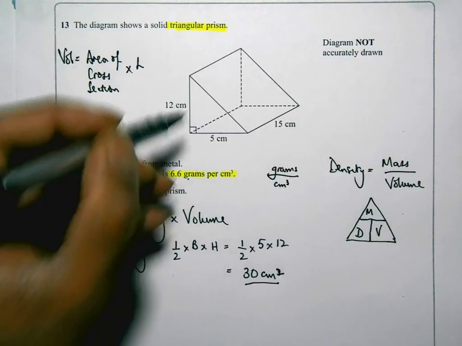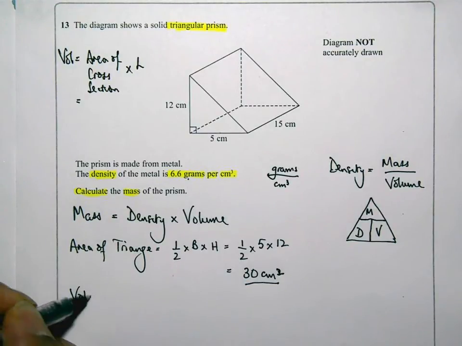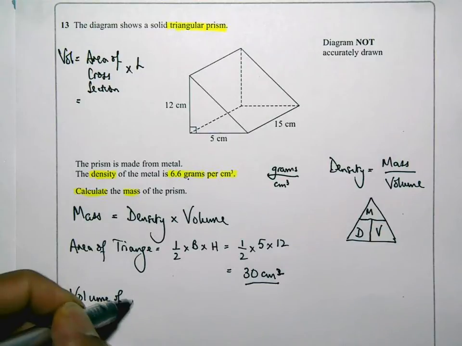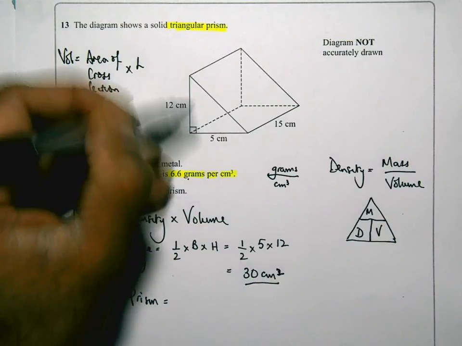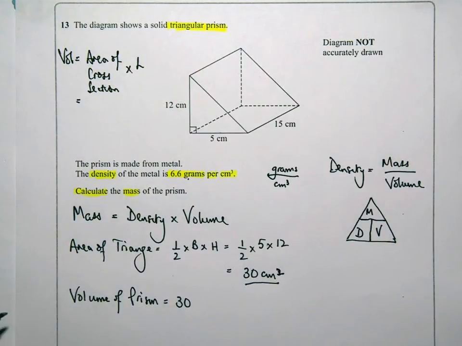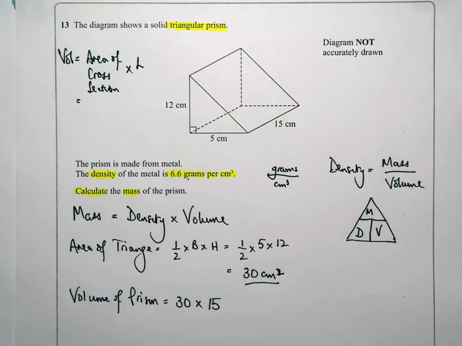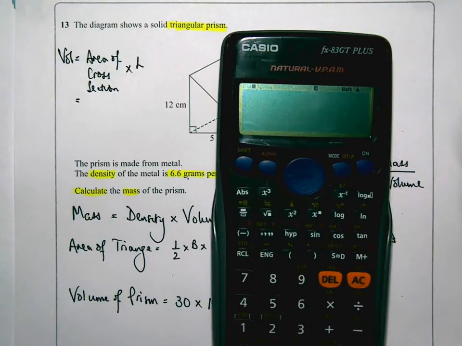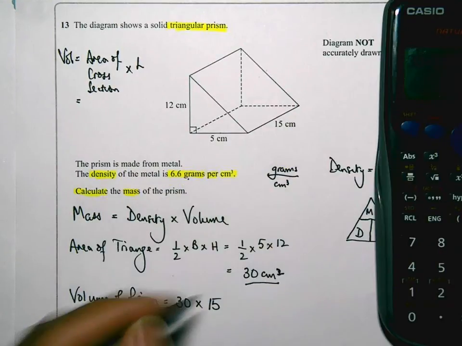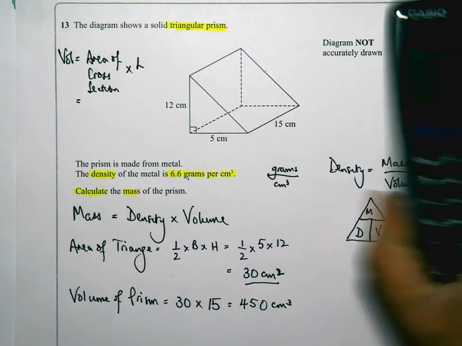So the volume of the prism is going to be the area of the cross section, which we've just worked out to be 30 centimeters squared, times how far back it goes. It goes back 15. So that's 30 times 15. I'll get the calculator to work that out for us. 30 times 15 equals 450, and now that is in centimeters cubed. So now I have the volume, and I know what the density is.